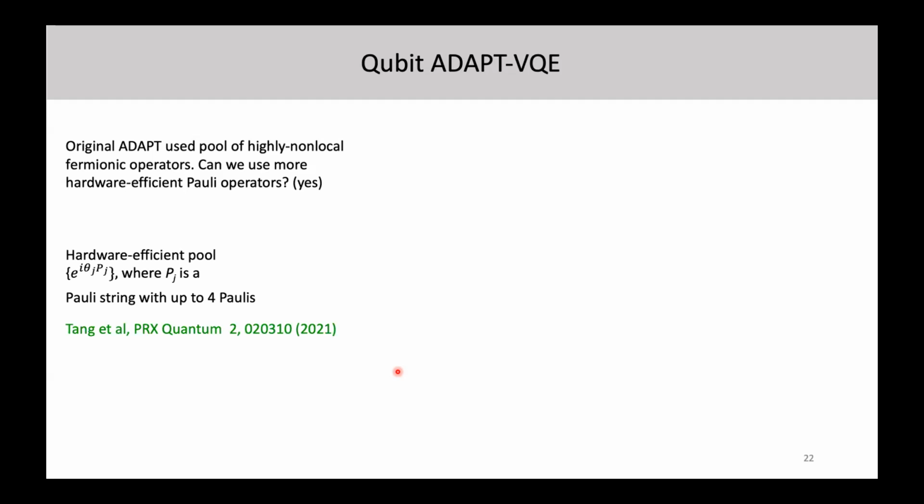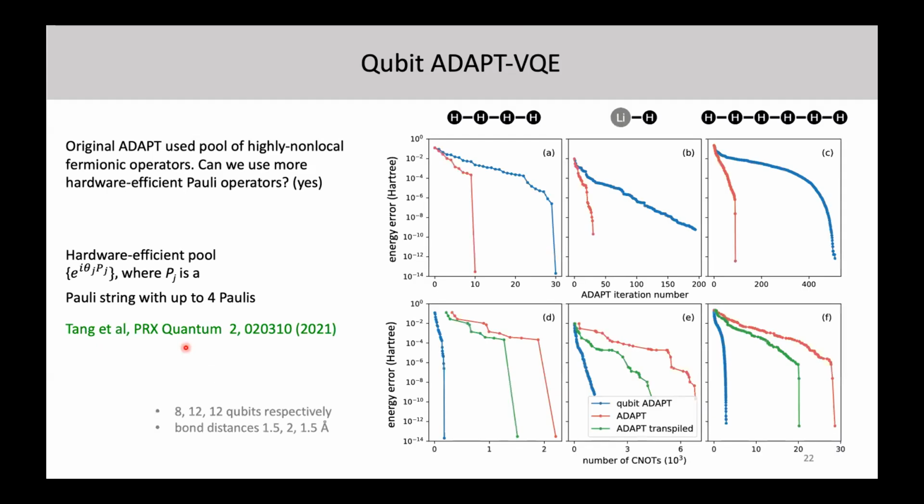A natural choice to try is to use Pauli strings with up to 4 Paulis. This idea was considered in this PRX Quantum paper from last year, and here is what the results look like for this other type of pool. Here I'm looking at the energy error as a function of ADAPT iteration number, in the first row for the molecules H4, lithium hydride, and H6. The blue curve corresponds to the Qubit ADAPT using these Pauli strings in the pool instead of fermionic operators, whereas the red curve corresponds to the original ADAPT based on fermionic operators. You can see that the convergence for the fermionic case is much faster compared to the Qubit case, in some cases up to a factor of 5 or so as the problem gets larger.